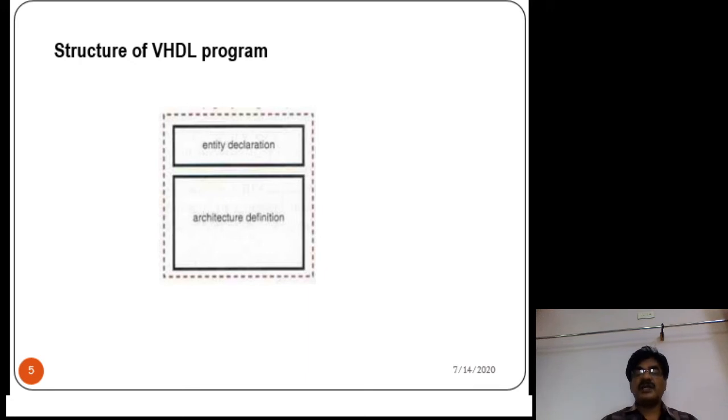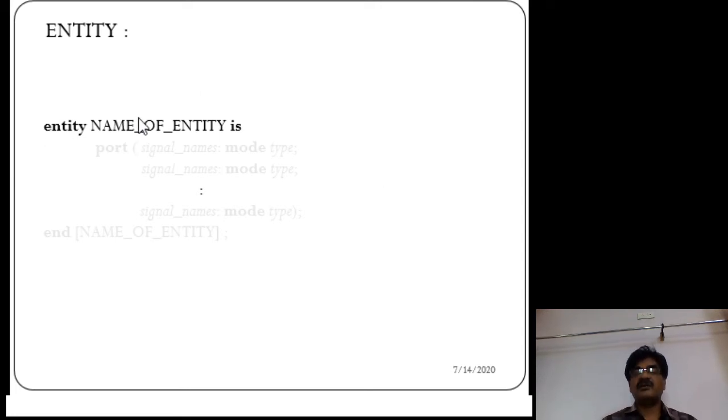Okay, so let us see the syntax, first of all, for entity declaration. The syntax of entity declaration starts with the word entity followed by the name of the entity. This is the first line in the syntax of entity. Here I represented the name of the entity in capital letters. Why? Because the name is a user defined name, whereas words like entity are written in small letters because these are keywords or reserved words already used in the language.